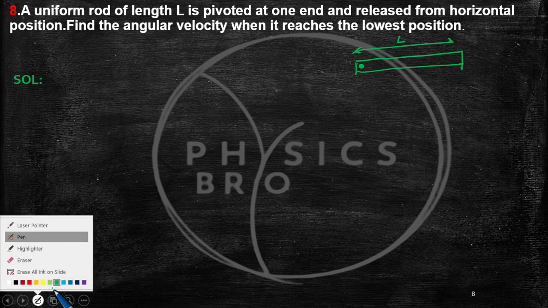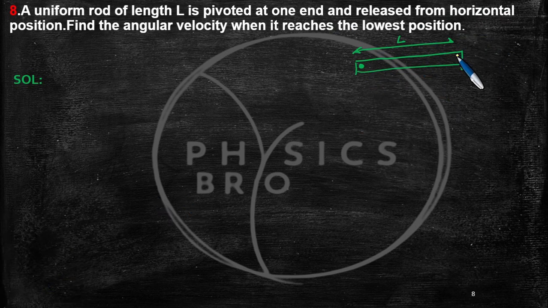So what will be the physics here? If you release from here, then there will be a motion, that is a rotational motion. The rod will rotate about this axis because it is fixed. Now find the angular velocity when it reaches the lowest position. So the rod will reach this one. Okay, so the rod will be here now. So we have to find the angular velocity.